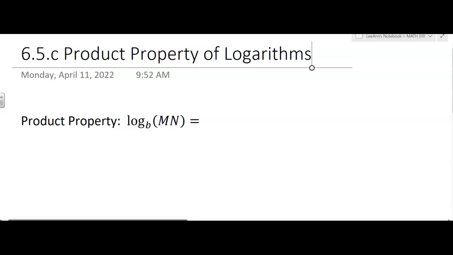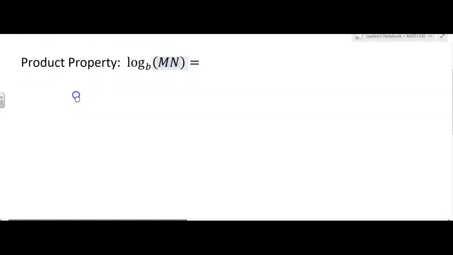Okay, to show why this property comes about the way it does, it's the product property. So what we have inside is two things being multiplied in the argument. Okay, and so that's what we're working on, what that equals. To show you why this works, I have to set up some little assumptions here.